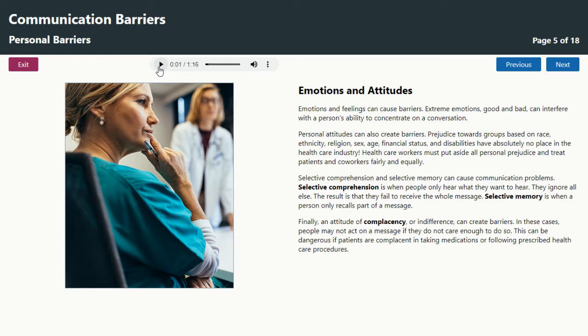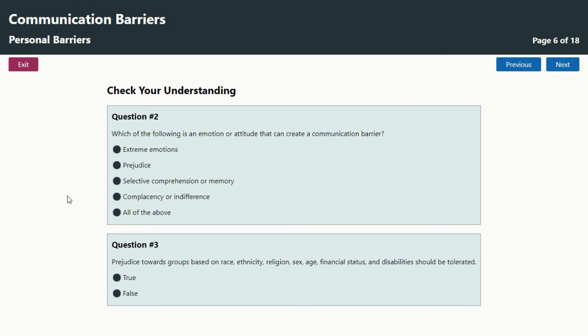Selective comprehension and selective memory can cause communication problems. Selective comprehension is when people only hear what they want to hear. They ignore all else. The result is that they fail to receive the whole message. Selective memory is when a person only recalls part of a message. Finally, an attitude of complacency or indifference can create barriers. In these cases, people may not act on a message if they do not care enough to do so. This can be dangerous if patients are complacent in taking medications or following prescribed healthcare procedures. Which of the following is an emotional attitude that can create a communication barrier?